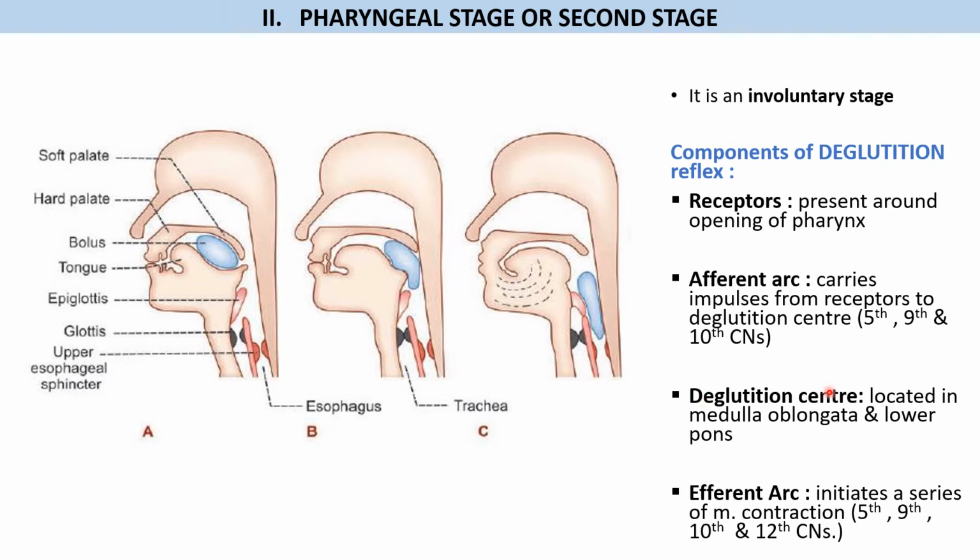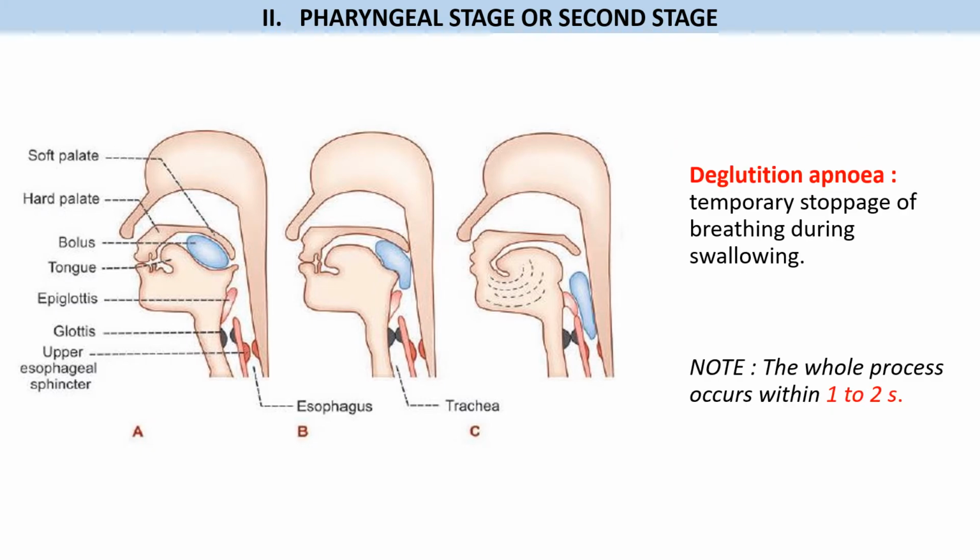Now the third component of the reflex is the deglutition center or the controlling center. It is located in the medulla oblongata and the lower pons of the brain, and it coordinates the reflex activities. The last component is formed by the efferent arc, and it comprises the 5th, 9th, 10th and 12th cranial nerves that initiate a series of muscular contractions of the pharynx and tongue. Now let us see what are the events that occur during the pharyngeal phase of deglutition.